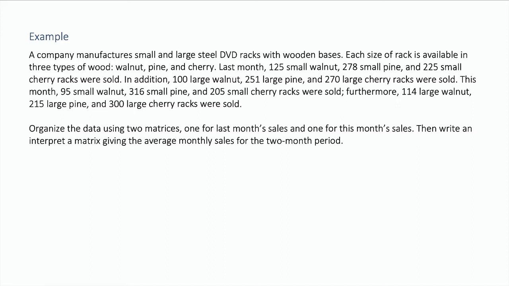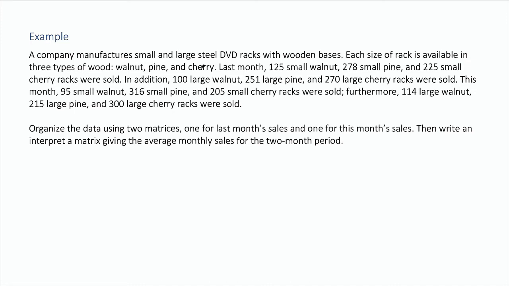A company manufactures small and large steel DVD racks with wooden bases. Each size of rack is available in 3 types of wood: walnut, pine, and cherry. So we've got 2 different sizes of racks and 3 different types of wood.